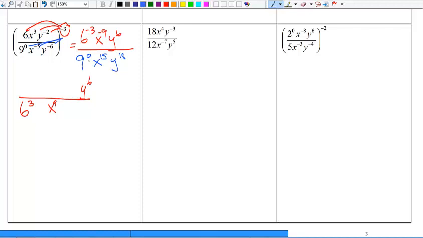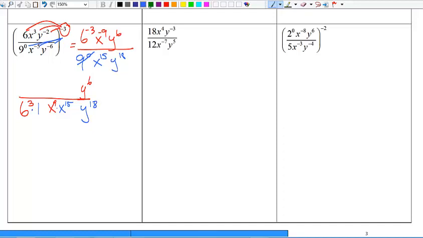Now, 9 to the 0 is happy where it's living, but we know 9 to the 0 is just 1. So we can put that 1 here, because anything to the 0 is 1. X to the 15 is a positive exponent. It's happy where it's living. You leave it there. And then y to the 18, again, is a positive exponent. It's happy where it's living.